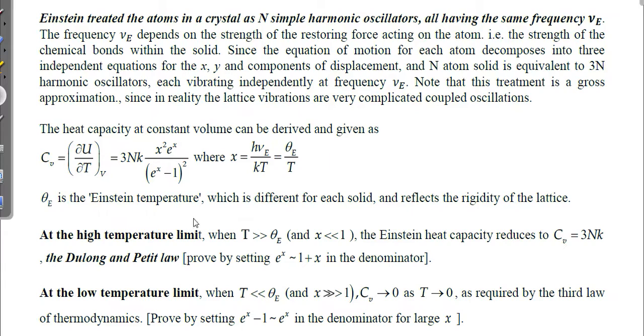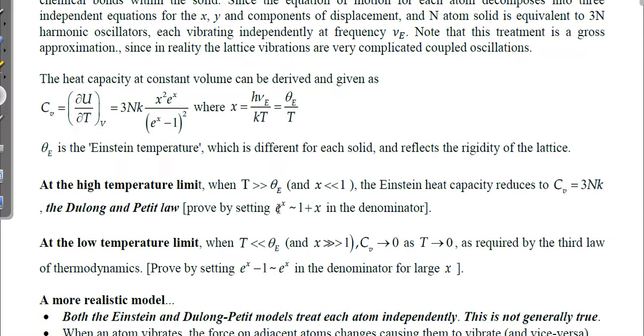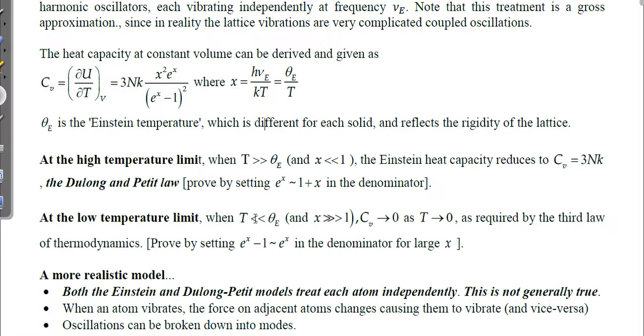So at high temperature, when you put the limit in these values, it was coming that Cv equals 3 nk, and that was similar to the Dulong-Pettit law. We see it is also saying how you can prove this value by setting e to the power x approximately 1 plus x in the denominator. Okay, so this was given, and at low temperature Cv was coming to 0 as T equals 0, and thus required by the third law of thermodynamics.